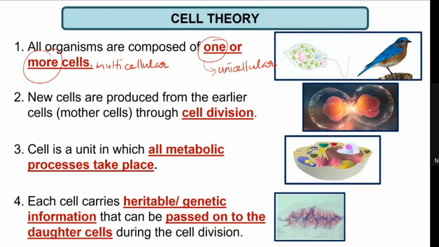The second theory says new cells are produced from earlier cells through cell division: mitosis, meiosis, binary fission. Then, the cell is a unit in which all metabolic processes take place. So a cell is a basic unit where every important thing occurs. And the last one, each cell carries heritable or genetic information. This genetic information can be passed on to the daughter cells during cell division, so it is also related.